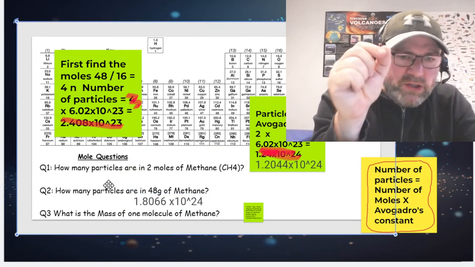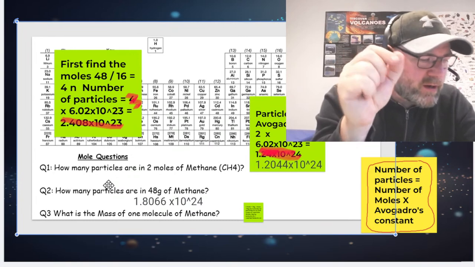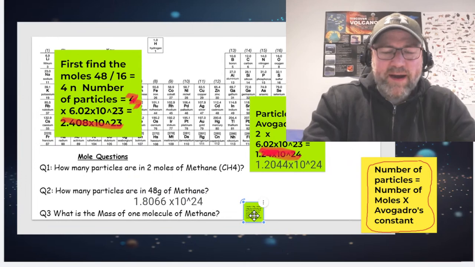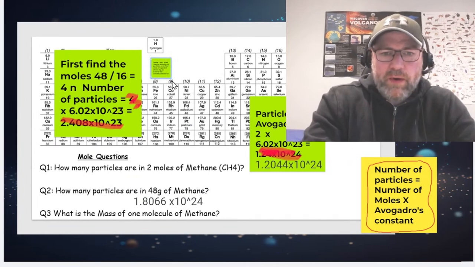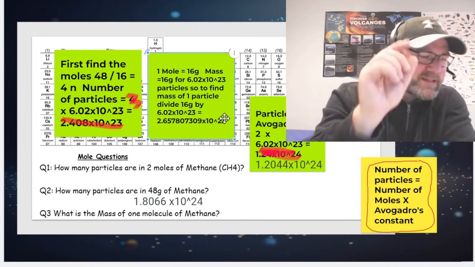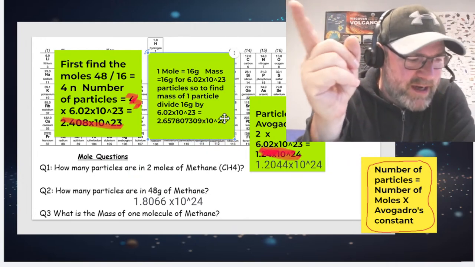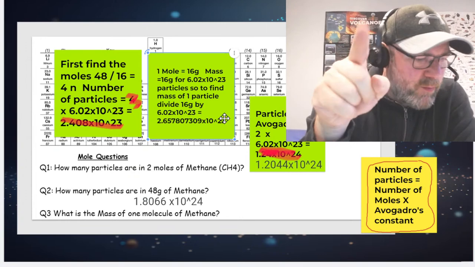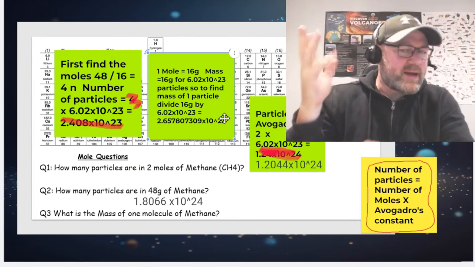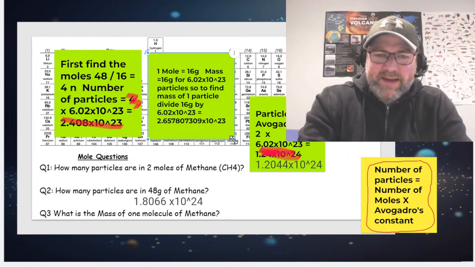Right, and then for question 3, what is the mass of one molecule of methane? Now I'd love to hope that I haven't made a mistake on this one. Let's have a little look. Okay, so 1 mole is 16 grams. So you have said 1 mole equals a mass of 16. Boom. So each mole is 16 grams. So yeah, that's it. In theory, that is it.